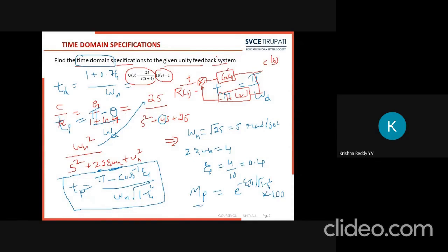Next, settling time, Ts. To reach the 5% error, we require 3 tau, that is 3 by theta omega. Or 2% error means 4 tau, that is 4 by theta omega. By substituting all the values, we can get the various time domain specifications.